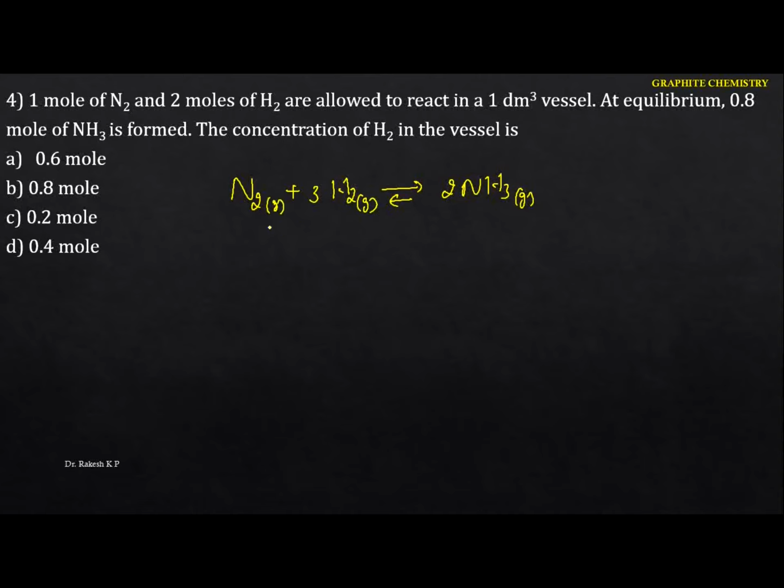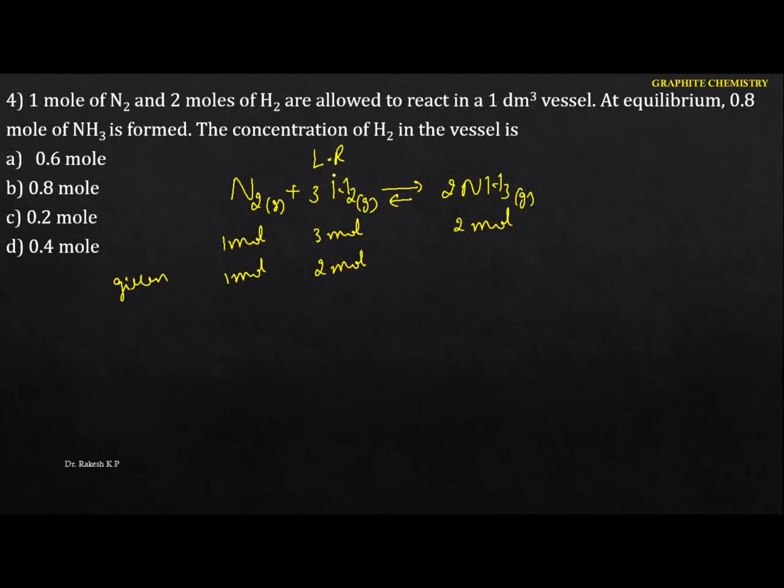According to this balanced equation, we come to know that 1 mole of nitrogen requires 3 moles of hydrogen, and gives 2 moles of ammonia. This is according to the equation. But in the given conditions, they have given 1 mole of nitrogen and 2 moles of hydrogen. By looking at this, we can easily say that according to the balanced chemical equation 1 mole of nitrogen requires 3 moles, but here the availability is 2 moles of hydrogen. Hence this hydrogen becomes the limiting reagent.